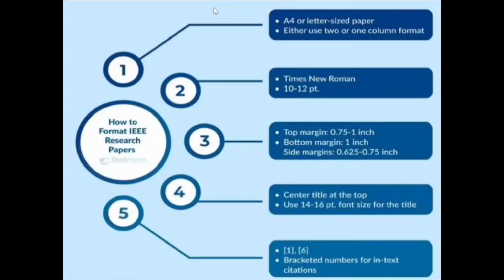And very important, you must format your research paper in the IEEE format. So these are some points you can consider. A4 or letter-sized paper, either two or one column format. Use the font style Times New Roman and size 10 to 12. Top margin, just check with this. And center the title at the top. For the title, you can use 14 to 16, and for the normal content, you can take 10 to 12. Then bracketed numbers for in-text citations.